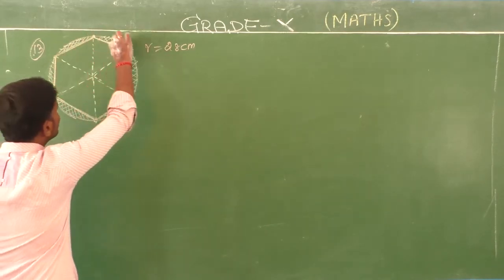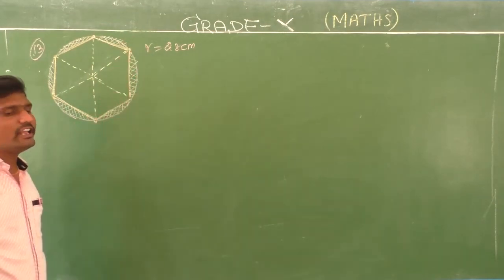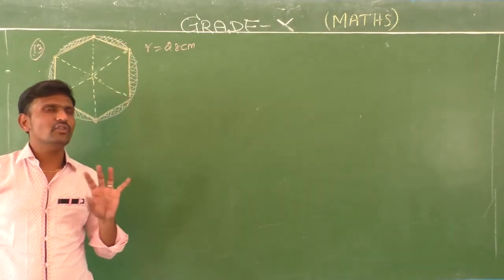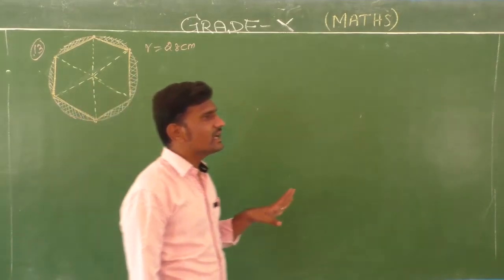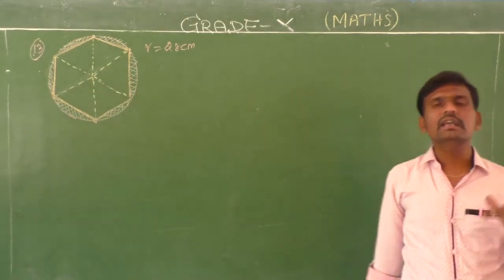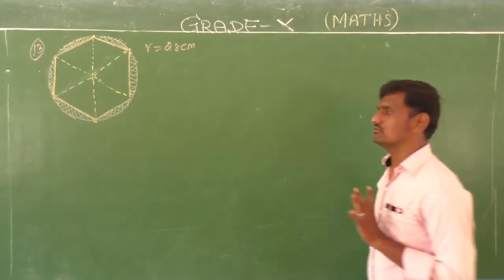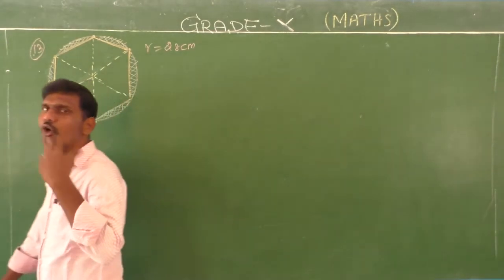Already you prepared this in your lower classes, polygons, you know. One side, two sides, no. Three sides is a triangle. Four sides is a quadrilateral. Five sides is a pentagon. Six sides is a hexagon. Seven sides is a heptagon, then octagon. It goes on like this.